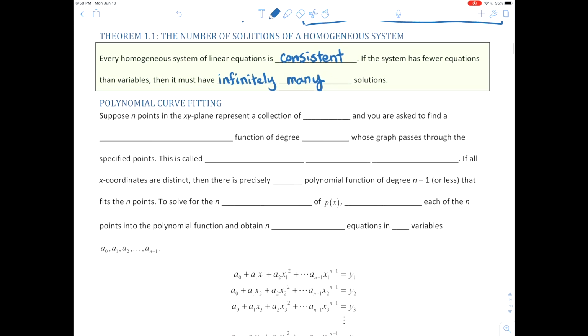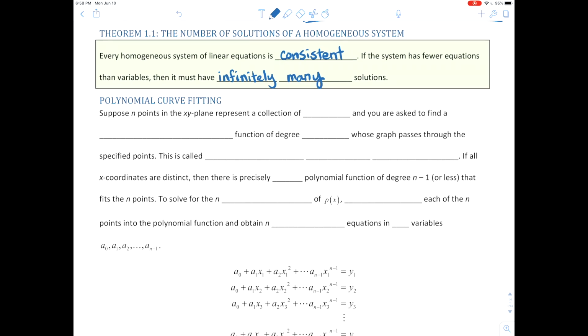So now we're going to go ahead and go to polynomial curve fitting. Suppose n points in the xy plane represent a collection of data, right? And you are asked to find a polynomial function of degree n minus 1 whose graph passes through the specified points. This is called polynomial curve fitting.